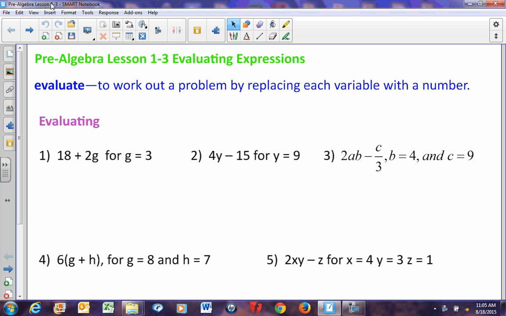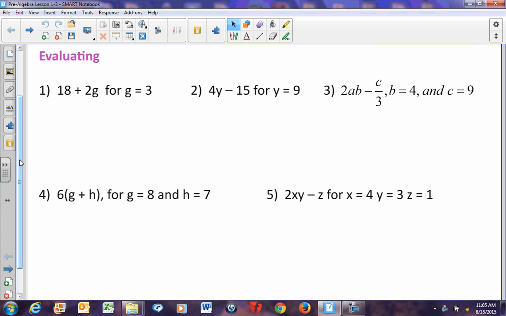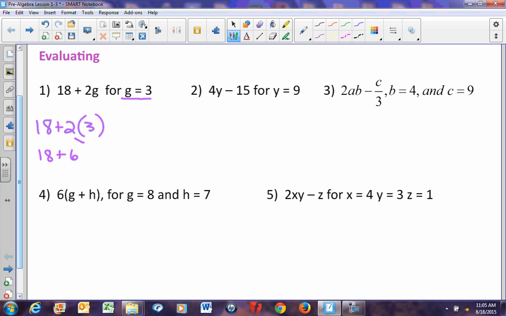For example, if we're going to evaluate 18 plus 2g for g equaling 3, which means every time I see a g in my problem, I have to replace it with 3, because that's what it says, g equals 3. So in this problem, I'm going to have 18 plus 2. A number next to a variable implies multiplication, so 2 times 3. Now I follow the order of operations from the last lesson, and I will have 18 plus 6, because 2 times 3 is 6. And 18 plus 6 is 21.